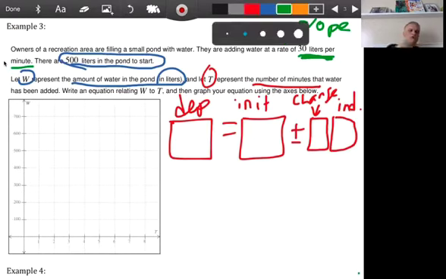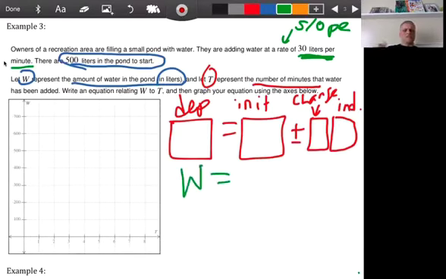Okay, so what is our dependent variable? Well, we only have two variables, W and T. So do the number of minutes depend on how much water we have, or does the amount of water we have depend on the number of minutes that have gone by? Well, the water depends on the minutes. So the W is going to be my dependent, okay? Which means that the number of minutes is my independent. So this right here, independent variable, bingo.